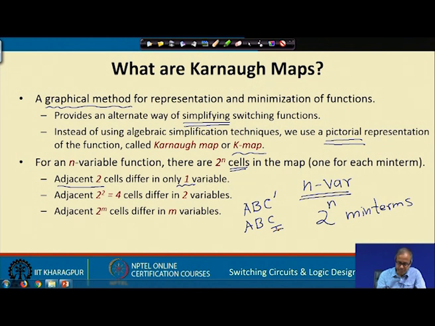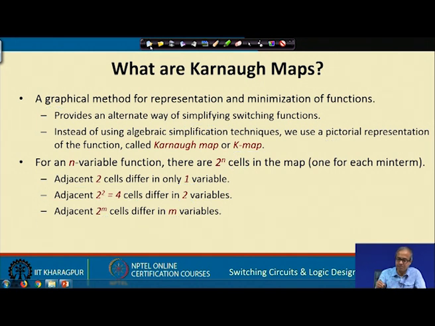Similarly, in the Karnaugh map, we can also talk about 2 squares or 4 cells. Now, if we have a set of adjacent 4 cells, they will be differing in 2 variables. In general, we can have any 2 to the power m cells, which will be differing in m number of variables. So, this we shall be seeing through examples.